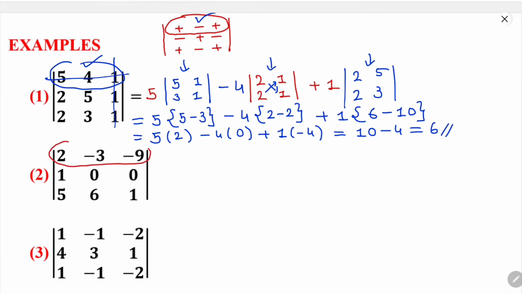Again we are going to expand this using the first row. So 2, minus 3, minus 1. 2, hide 2, what we get is 0 0 6 1. Now minus 3, but at this element we have to consider this.